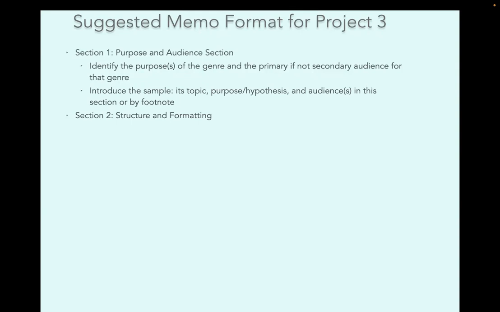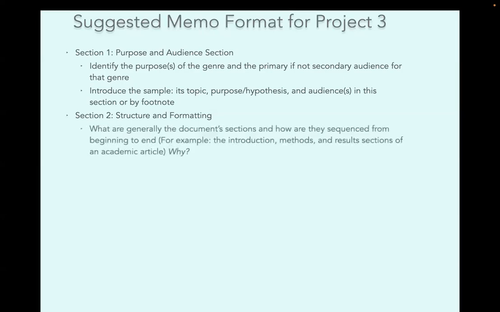The second key section is structure and formatting. Generally, most students have followed this sequence. In structure and formatting, you want to consider how the document sections are arranged and why they might be sequenced in that way from beginning to end. So you'd go over the section of what's covered in the introduction if it's not self-explanatory. What's then following, often some kind of method section or some kind of results section.